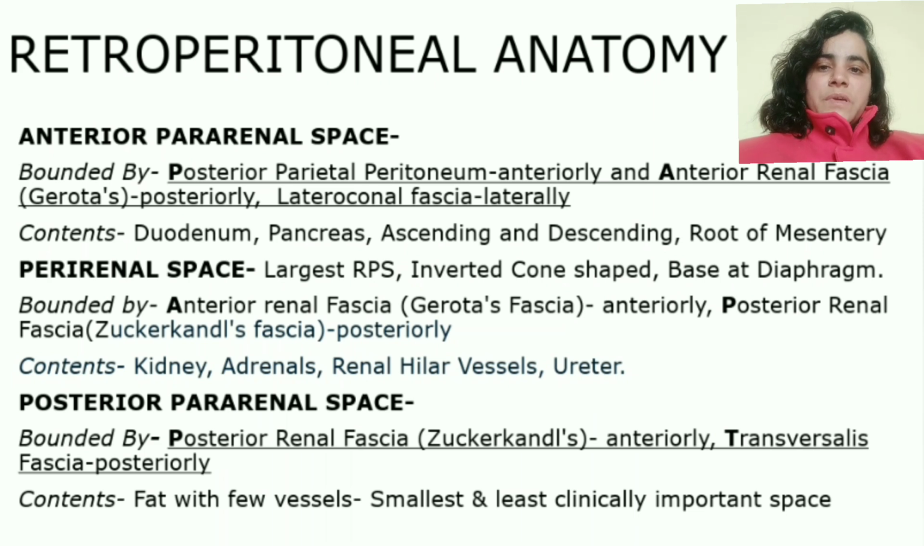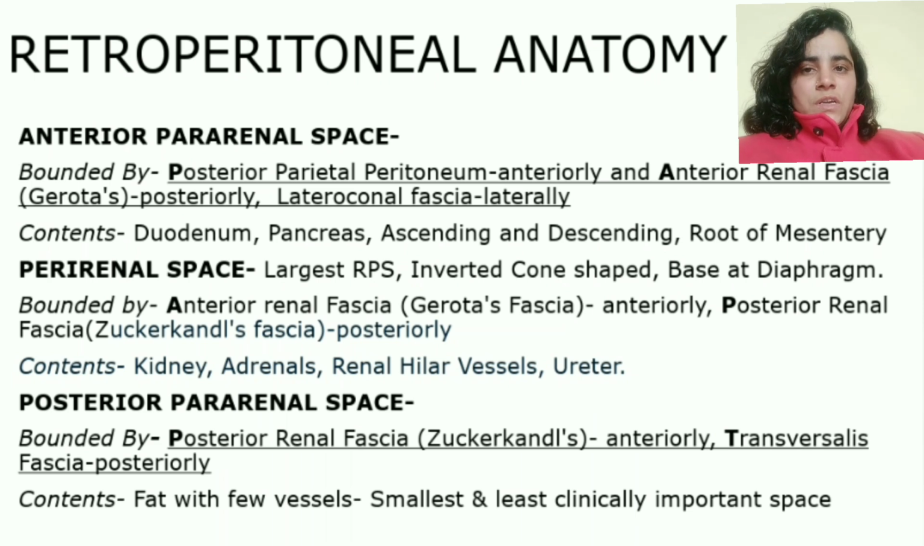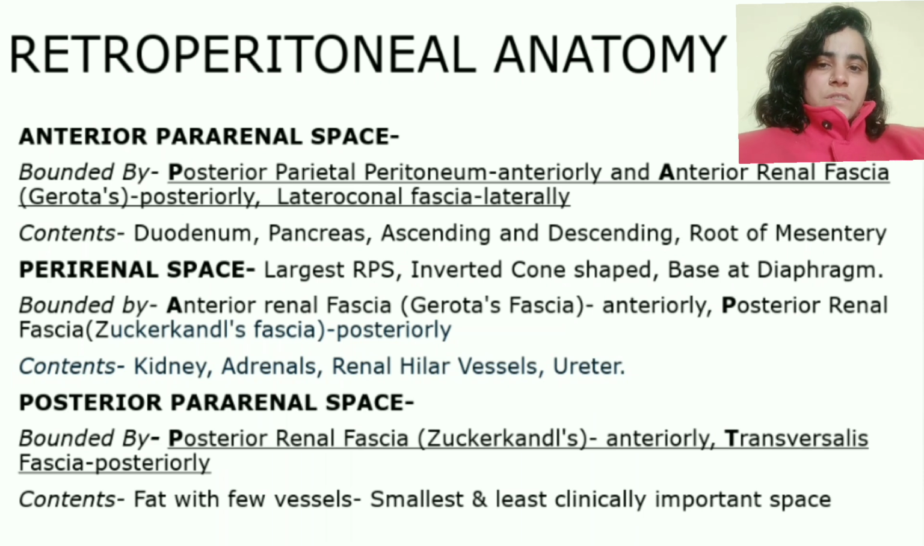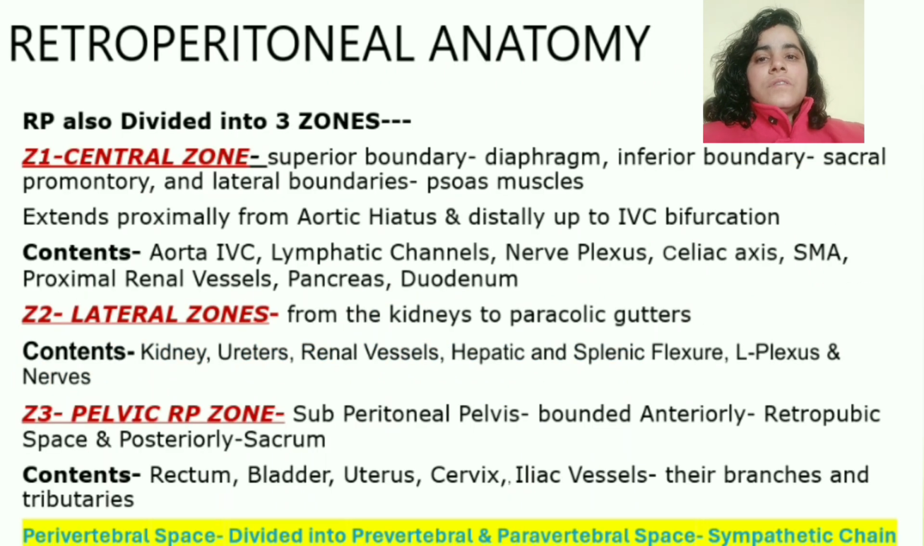Posterior pararenal space is bounded by the posterior renal fascia, that is the Zuckerkandl fascia, anteriorly, and posteriorly by the transversalis fascia. It's a very limited and the smallest space, and contains just fat and few vessels. Now again refocusing on the retroperitoneal anatomy, it's also divided into zones, that is the central zone, two lateral zones and the pelvic zone.